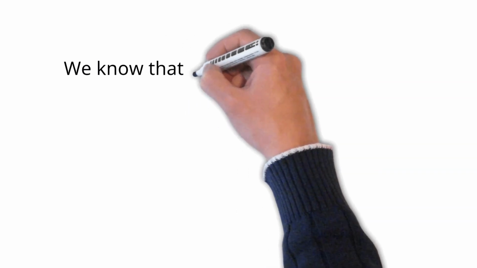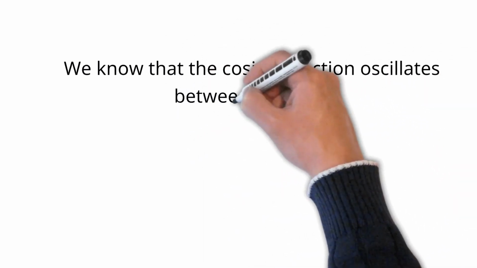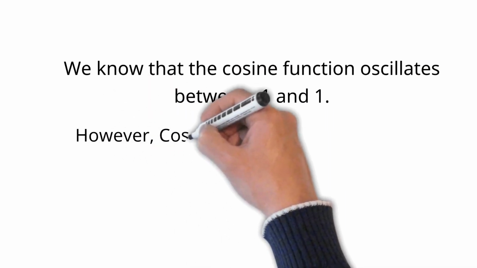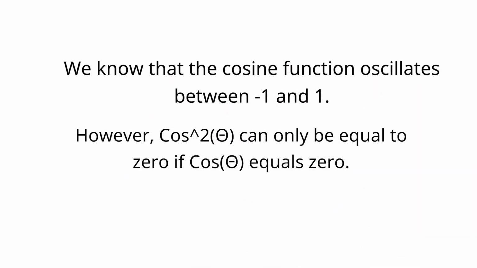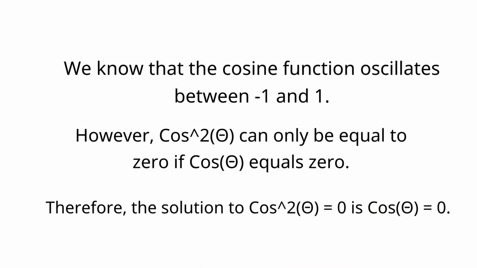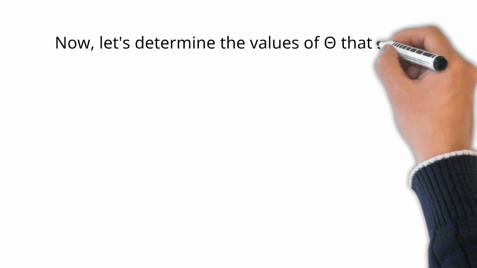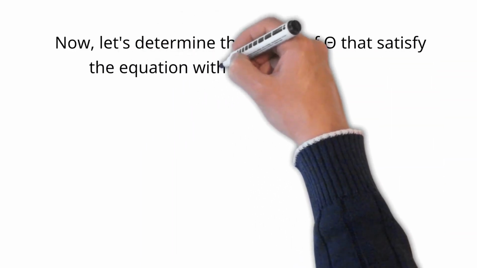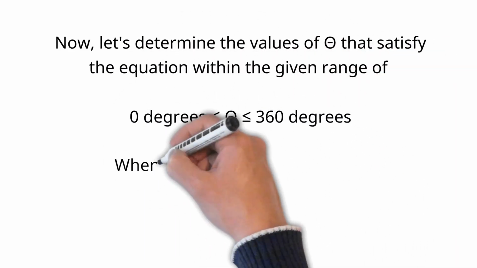We know that the cosine function oscillates between -1 and 1. However, cosine squared theta can only be equal to 0 if cosine theta equals 0. Therefore, the solution to cosine squared theta equals 0 is cosine theta equals 0. Now, let's determine the values of theta that satisfy the equation within the given range of 0 degrees less than or equal to theta less than or equal to 360 degrees.